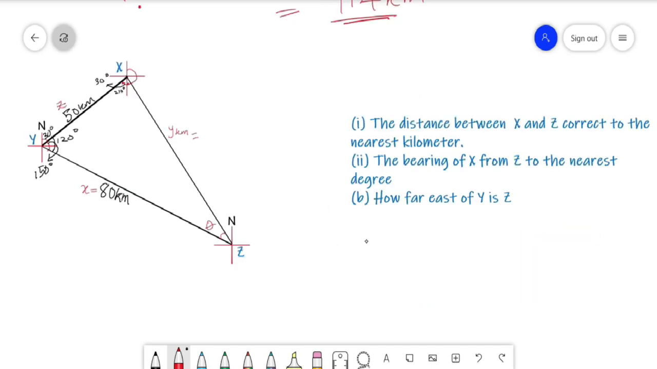So we are not done yet. So now we know our y to be 114 kilometers. Okay, now we have succeeded in solving this question.